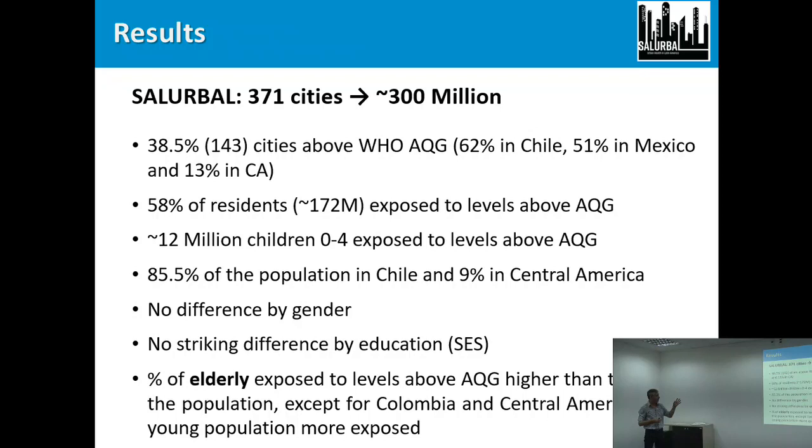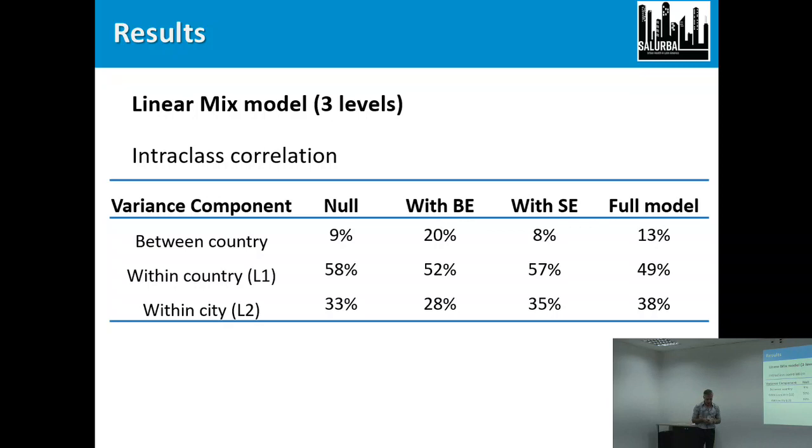Among them, 12 million are children, who are supposed to be more susceptible to air pollution problems, asthma, for instance. And again, this varies a lot among countries. In Chile, nearly 90% of the population are breathing bad air, compared to 9% in Central America. As I mentioned, no difference by gender, no striking difference by education, and the elderly are usually more exposed than the others. And in terms of the intra-class correlation, this is the variance component in the null model, the model only with the built environment variables, the one with the social environment variables, and the full model.